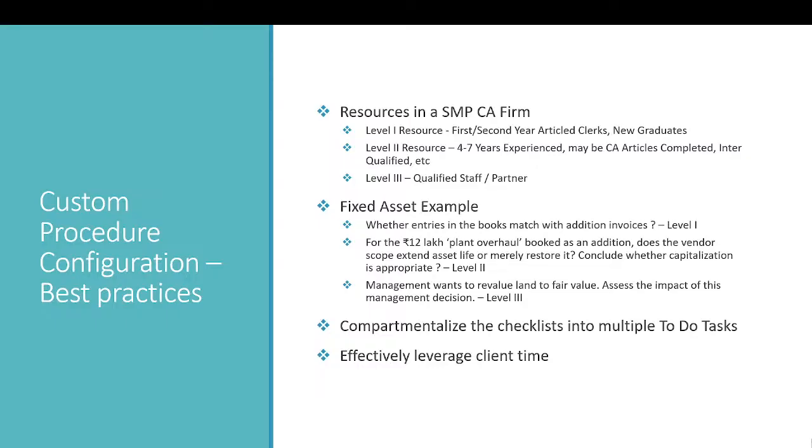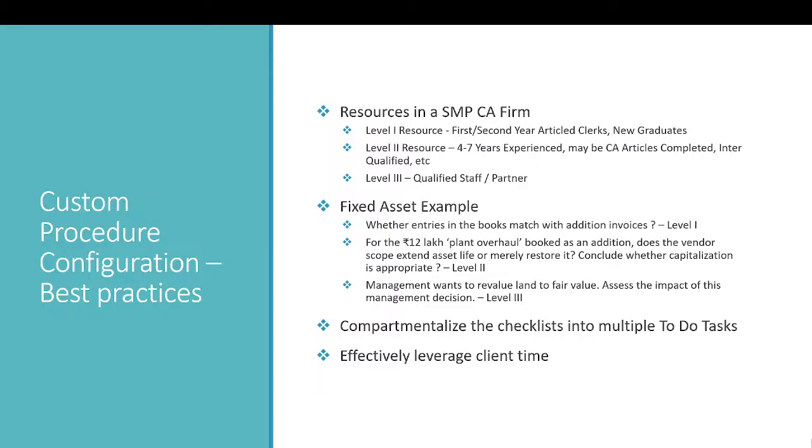A little bit of introduction is essential on why we need to approach this problem in a particular way, because of the resources we find in a small medium practitioner CA firm. As you are aware, the tool is designed for SMP CA firms. The level 1 resource will be first year, second year article clerks or new graduates. They will be at the bottom of the pyramid. They are expected to do the heavy lifting of manual work that is required. Level 2 resource will be 4 to 7 years of experience, either articles completed or inter-qualified or semi-qualified and so on. Level 3 will be qualified staff and partners.